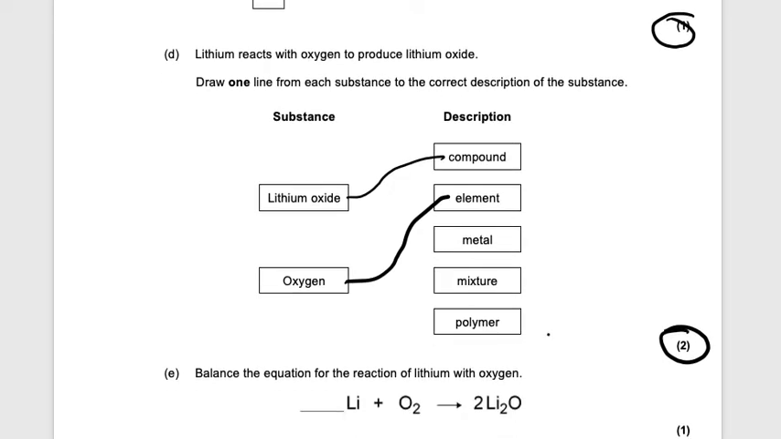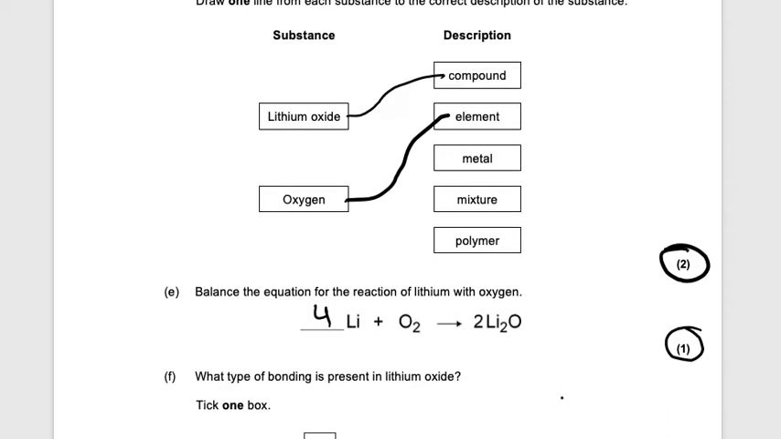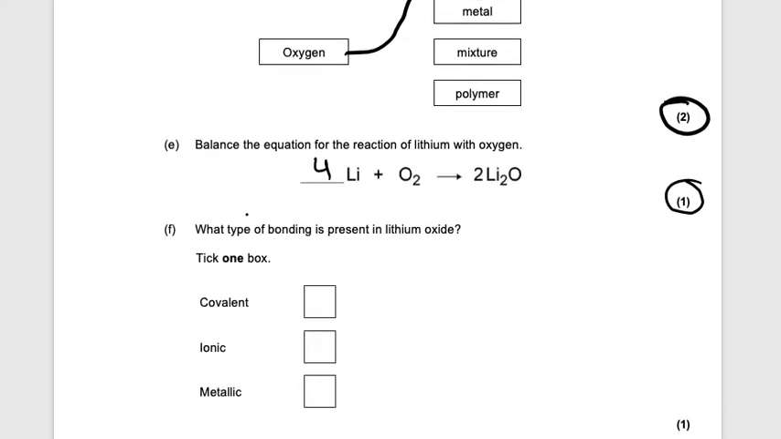Next question, it says balance the equation for the reaction of lithium with oxygen. So we have 4 lithium atoms over here, so to balance it we'll need 4 lithium atoms on the reactant side. That would get us another mark. Next question, what type of bonding is present in lithium oxide? So lithium is a metal and oxide is a non-metal, and whenever a metal and a non-metal react together, it's called an ionic bond. That would get you 1 mark.